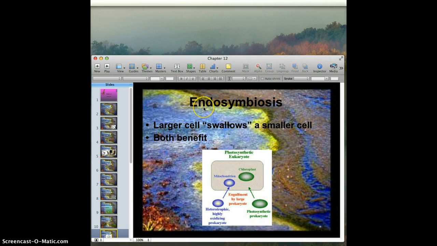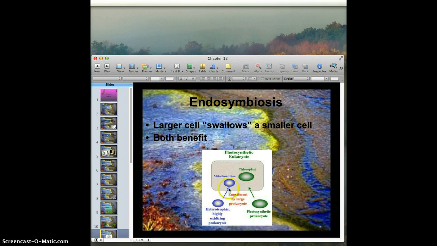The most widely accepted theory is called endosymbiosis. Symbiosis means living together. Endo means inside. The idea is a larger cell swallows or engulfs a smaller cell, and they both benefit from this relationship. So what they think is there was this large prokaryote out there, and there were these two small prokaryotes out there. One was heterotrophic, but he could break down energy really, really well.